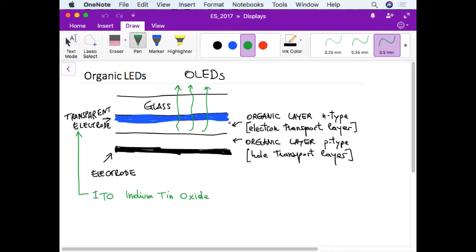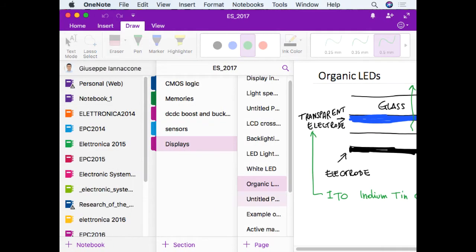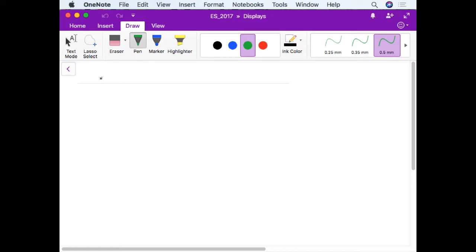Okay, so this is a single LED. How do we build a display? In order to have a display, of course, one needs to have essentially an array of LEDs, and one has to drive them. So what are the options? Basically, there are two options. One is having passive matrix displays.